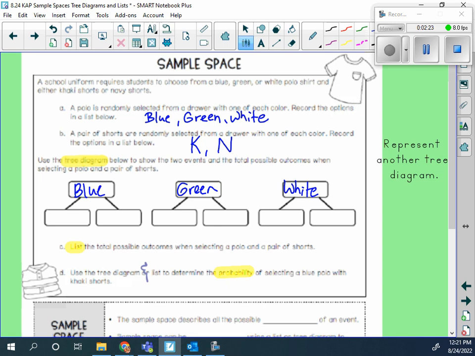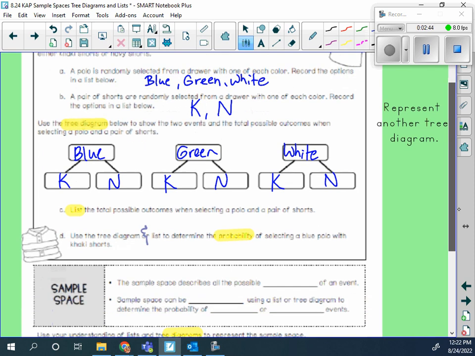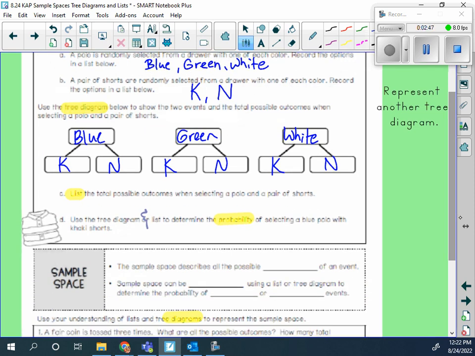Now I'm going to pull some shorts. So what goes underneath here? Khaki, navy. Khaki, navy. Like that, right? Okay. Now, C says to list the total possible outcomes when selecting a polo and a pair of shorts. So when they say make a list, you already have the tree diagram. So you know that you could pick blue with khaki, right? So blue with khaki. Or blue and navy. Does everybody see? I'm just making a list. Okay? And then, or we could have done green with khaki, green with navy, white with khaki, white with navy.